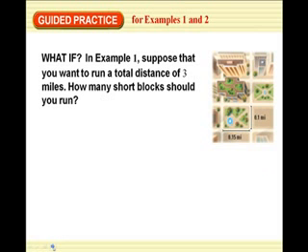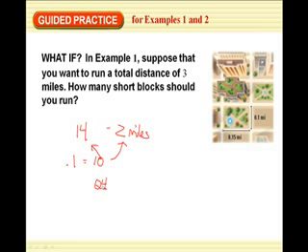So then in our guided practice it says, suppose that you want to run a total distance of 3 miles. How many short blocks should you run? Now they didn't change the number of long blocks. So what's nice about this is we already know that we had to run 14 short blocks to make 2 miles. Okay, so every short block is 0.1. So if I run 10 more short blocks, 10/10 or 10 dimes, one way to think about it, makes $1, would make that other mile. So 10 more blocks to that would be 24.